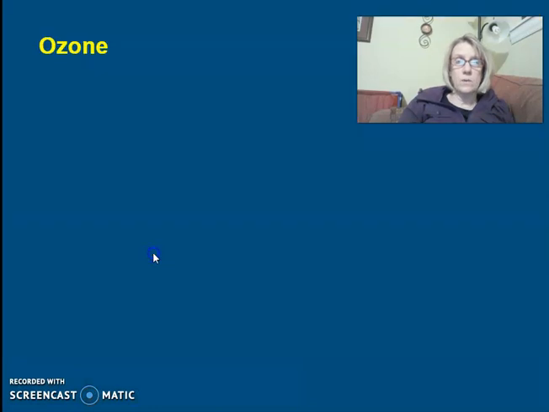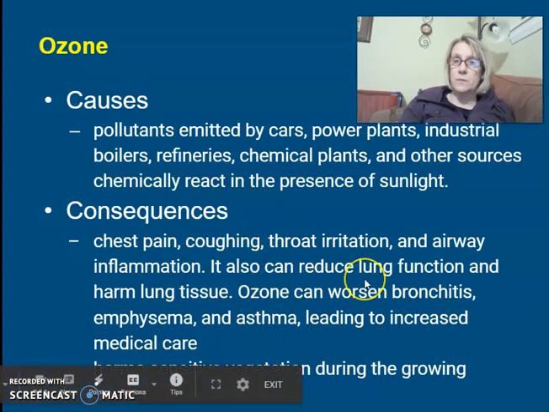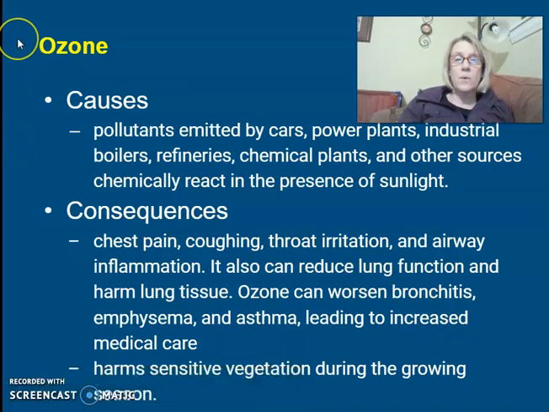So what is ozone? That's the one we haven't talked about. Ozone is caused by pollutants that are emitted, that we've already talked about, that chemically react in the presence of sunlight to form ozone. So ozone is a secondary pollutant. You might remember from chemistry, oxygen is normally diatomic, so it's normally O2. Ozone is O3. And it's really, again, a lot of respiratory problems. It can worsen bronchitis, emphysema, asthma, leading to increased medical care. And it's going to harm sensitive vegetation during the growing season.